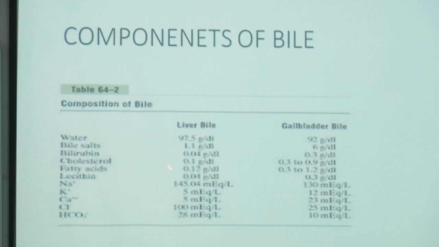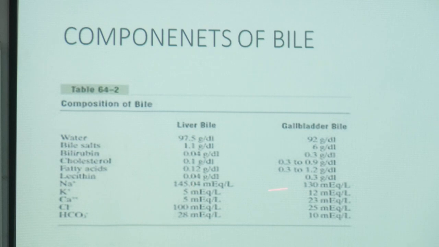Coming down, just for our note, bilirubin is 0.04 gram per dl, and it is 0.3 gram per dl in gallbladder bile, close to 12 times, so close to 12 times more concentration in case of bilirubin. Then cholesterol, you can see 0.1 gram per dl, it is 0.3 to 0.9, so you can take an average of 5 to 6 times, it has increased, minimum. Then fatty acid 0.12, this is 0.3 to 1.2, it is also increased. Lecithin is also increased, 0.04 to 0.3.